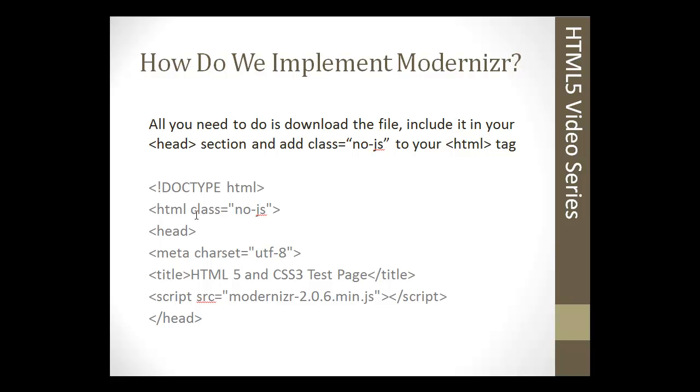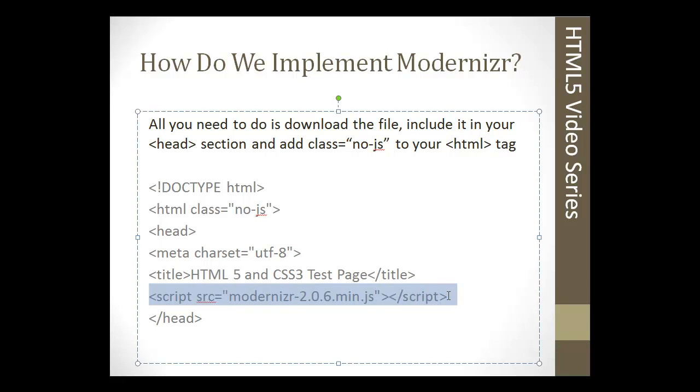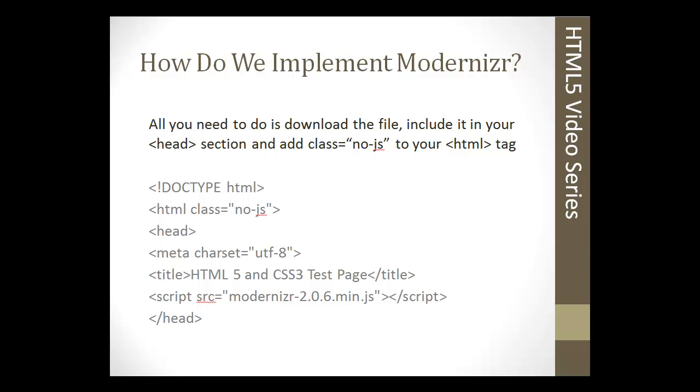You would do it in the head. First of all, you'd add a class to HTML called no-js, no dash JS, and then down here you just include the script, the actual file that you downloaded, that you generated. And we've gone over how to include external scripts. So that's pretty much it. Once you've done that, you can start using Modernizr.